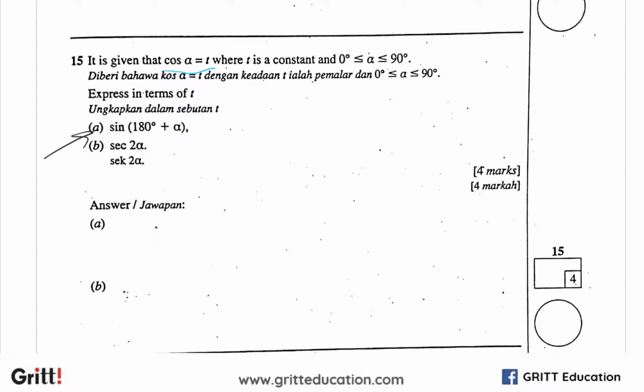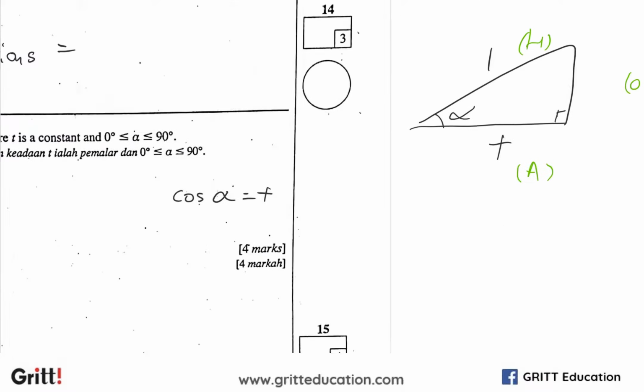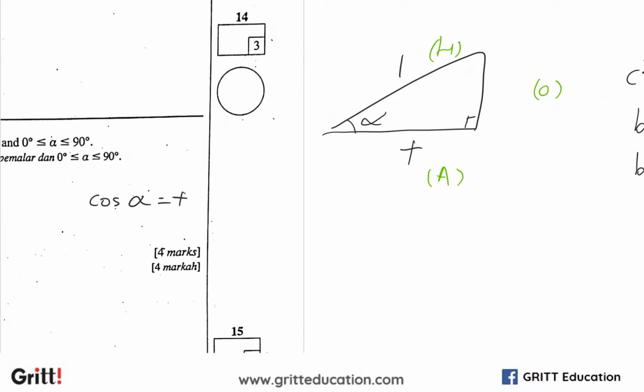So, before we get into that, we must understand the relationship of cos alpha equals t. We want to draw this into a triangle. So I've already done this. Since cos is adjacent over hypotenuse, it will be t over here and 1 over here.